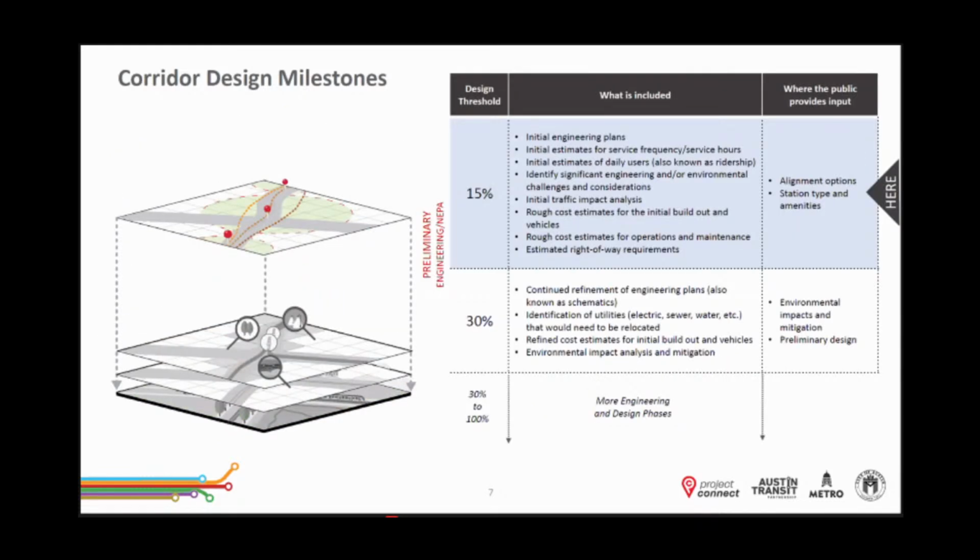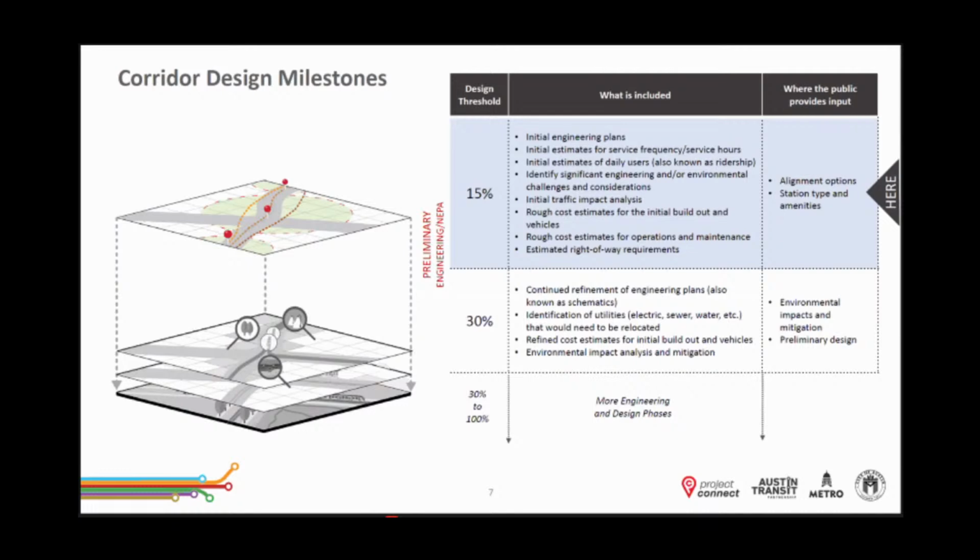So the 15% design includes a lot of elements, including engineering alignments, estimated right-of-way requirements, and the identification of significant engineering or environmental challenges. During today's presentation, we will share the light rail design elements and criteria that inform the project's design. We will also discuss the constraints and considerations that have gone into determining options for solving complex engineering challenges within the corridor. These considerations and your input on the project's design, including station design and amenities, are going to be used to refine those engineering plans.